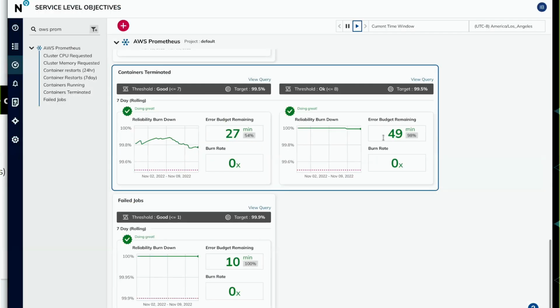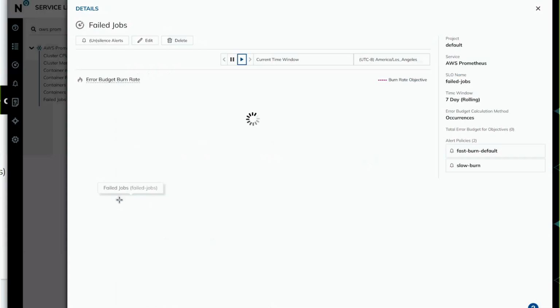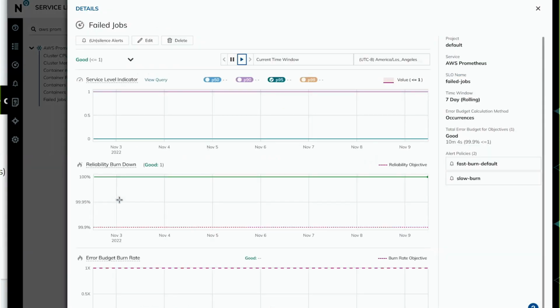One last one that we have is just failed jobs. This one tracks the number of failed jobs that we have. Luckily, it's been flat, so it's not terribly interesting, but this tracks all of the cron jobs that we have that have failed.